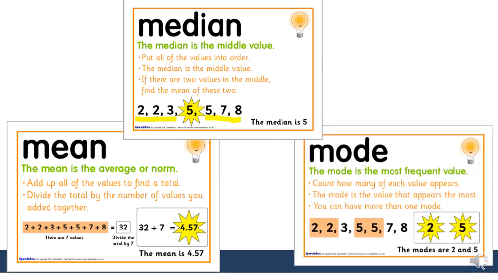And then the mode is the easiest one. It's the one that shows up the most. In this case, there are 2 numbers that show up twice. So there are 2 modes. It's possible to have one mode. It's possible to have no modes. It's possible to have any number of modes. It just depends on the data set.